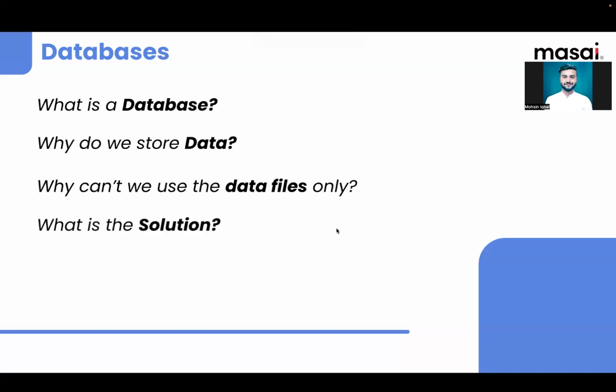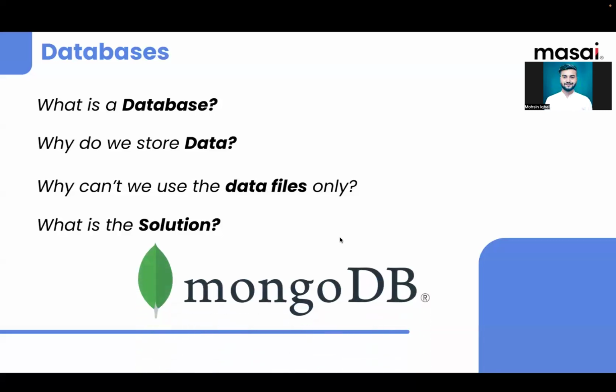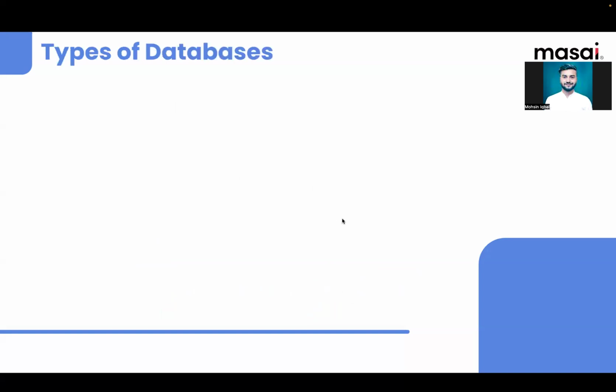So in our case, whatever we are going to learn, we are going to learn MongoDB in this course, okay, which is a NoSQL database. We'll see that as well, but in this course we are going to use MongoDB as a database, okay? So let's move ahead. So guys, what do you think? How many types of databases are there, generally speaking?